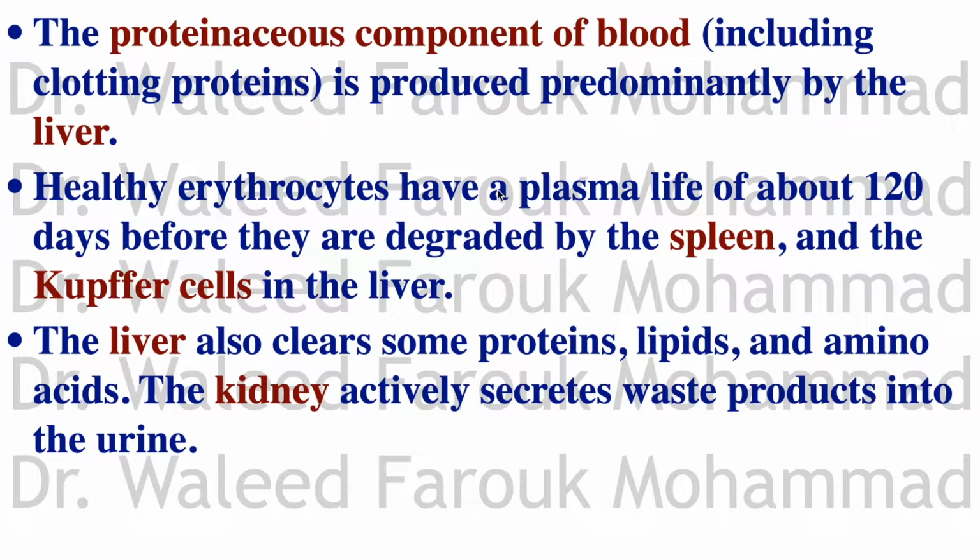The protein components or the protein elements in the blood are produced mainly by the liver, and the erythrocytes' lifespan is approximately 120 days. They are degraded in the spleen and in the liver by cells called the von Kupffer cells. The liver also clears proteins and lipids, amino acids, and the kidney secretes waste products into the urine.